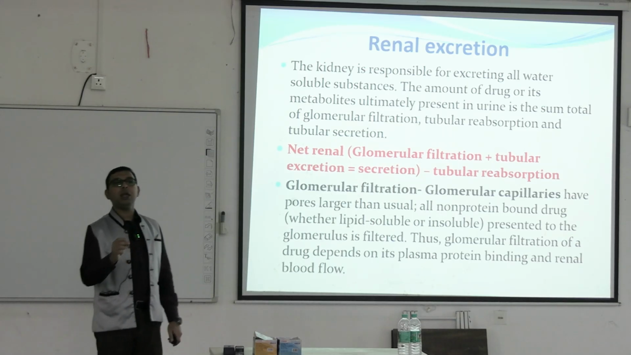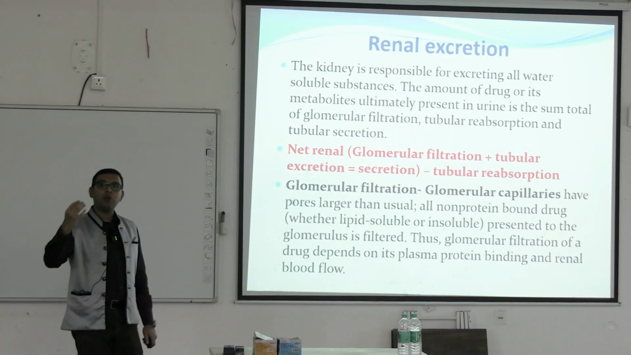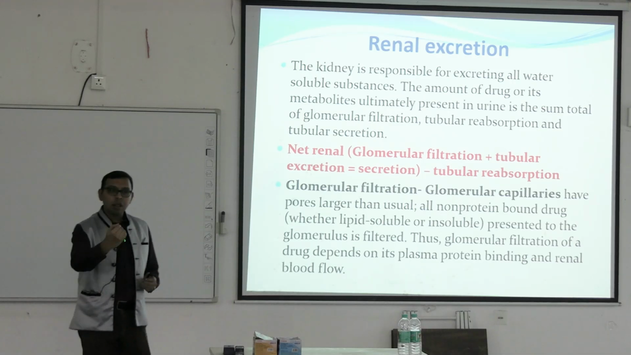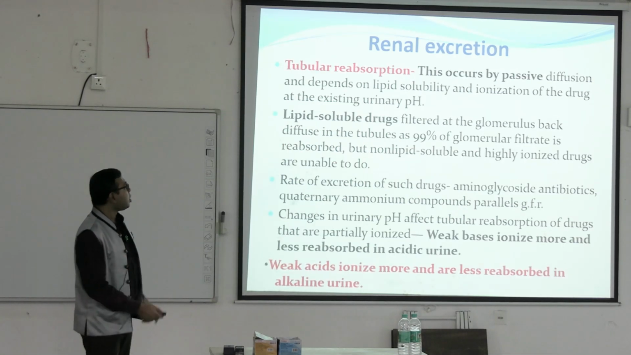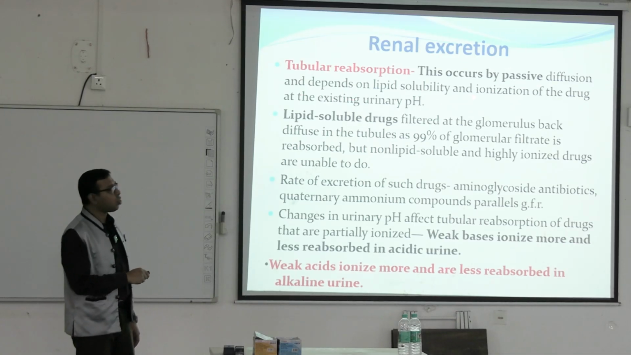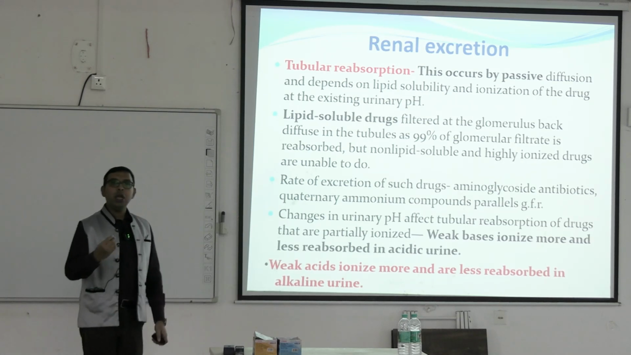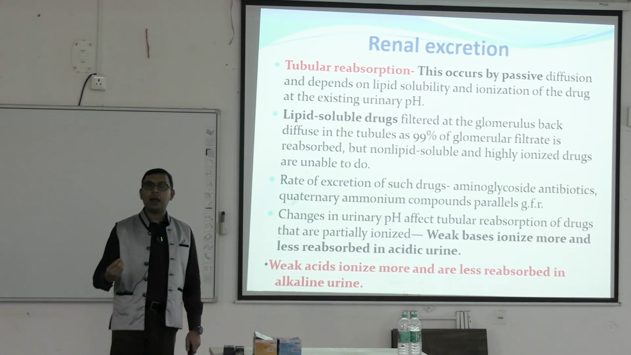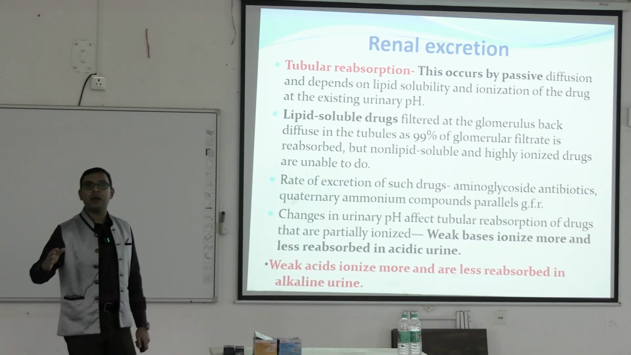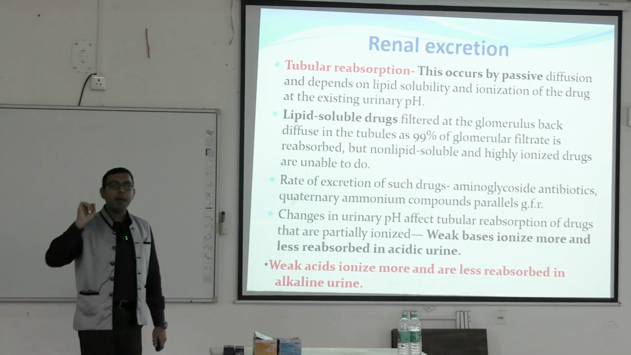Plasma protein binding, you have read in the absorption class, is important in determining what amount of the drug is active. It is also important in determining how much of the drug is filtered through the glomerulus. Then coming to tubular reabsorption, this occurs by passive diffusion and also depends on lipid solubility and ionization of the drug at the existing urinary pH. Urinary pH, whether acidic or alkaline, ultimately determines what amount of the drug is reabsorbed back or secreted, because it all depends upon the pH as well as the pKa value of the drug.